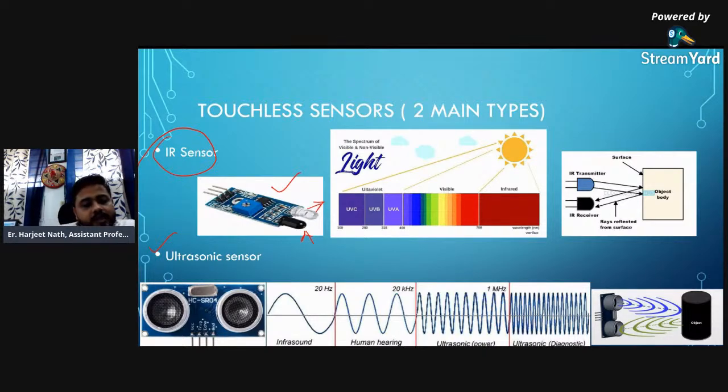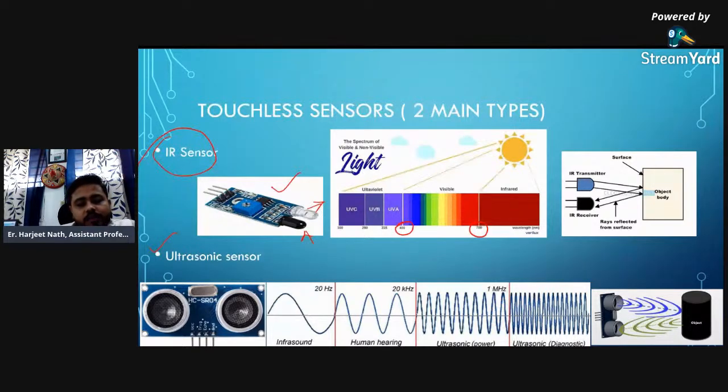Now, before understanding this transmitter and receiver, let me give you a small idea about what is meant by infrared. We all know that light can be divided into various ranges. The spectrum can be divided into infrared, visible, ultraviolet, and so on. Generally, all the colors which we can see using our eyes lie in the visible range, which is between 400 to 700 nanometers.